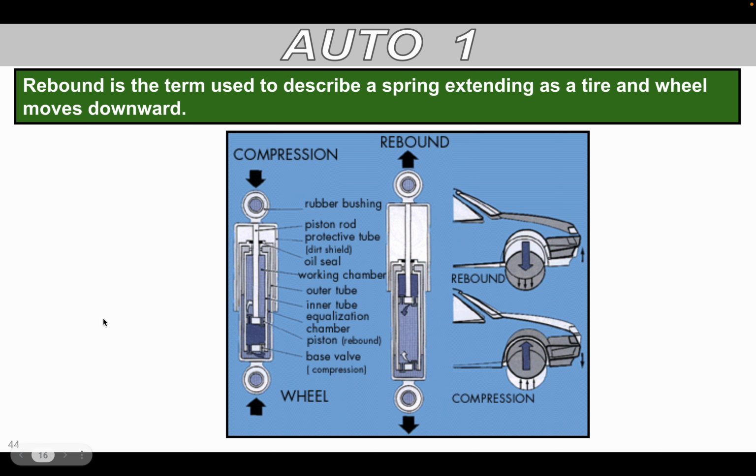Rebound is used to describe a spring extending as a tire and wheel moves downward. Okay, vocab words. You have to know these terms. These are industry terms. These aren't things that I just pulled out of a hat and said this is what we're going to call it. Regardless of what auto technician you talk to, what vehicle manufacturer, jounce and rebound. You need to know these terms. You have to have them memorized.